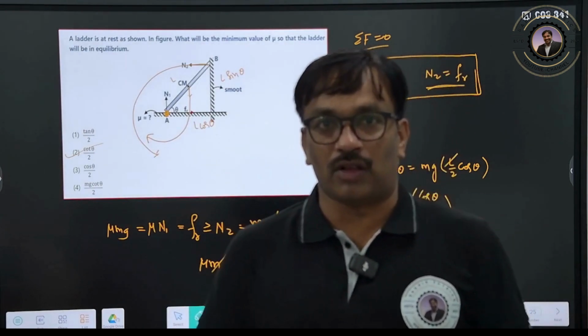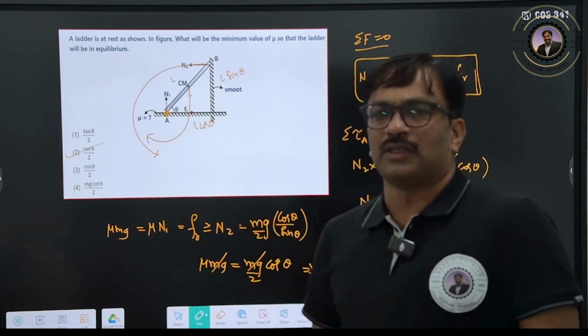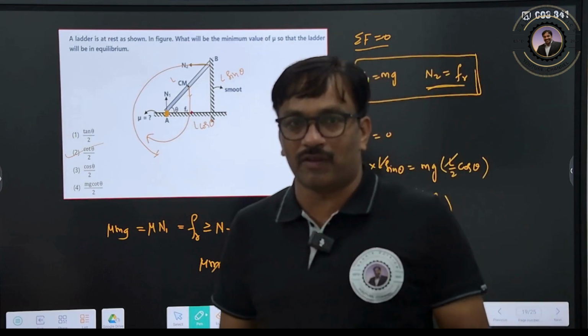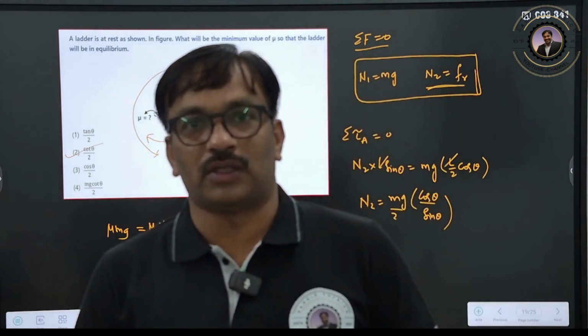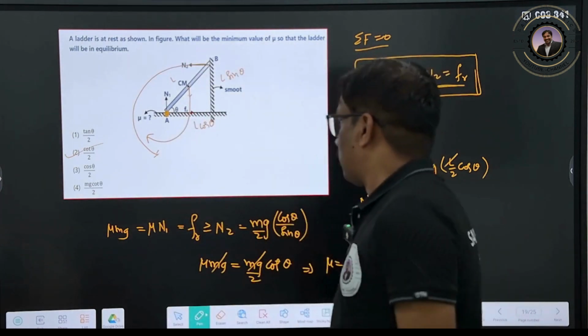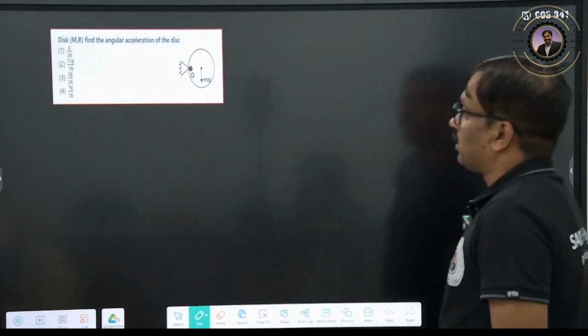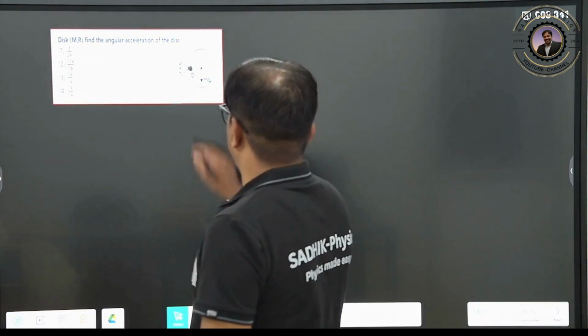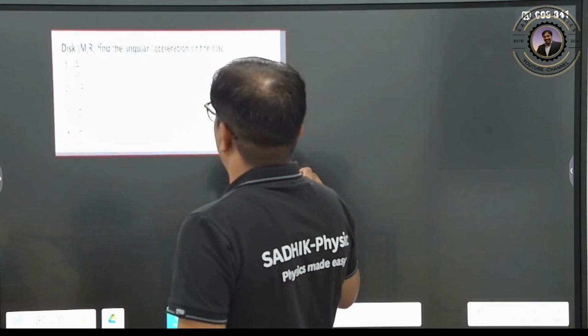In this way you can solve the ladder problems. Every time, equilibrium means total torque should be equal to 0 and total force should be equal to 0, that's all. Clear? Now we will see one question here.